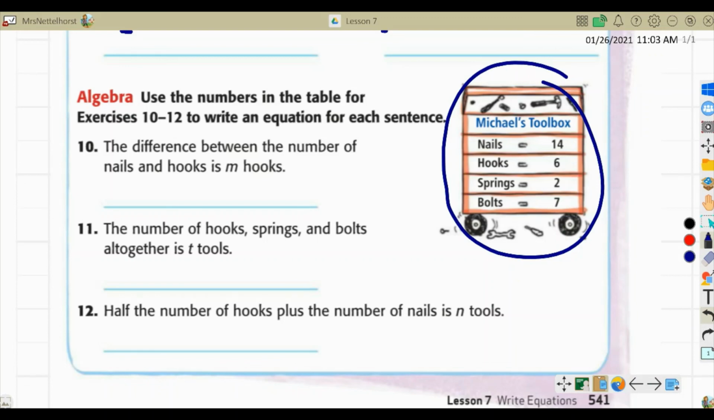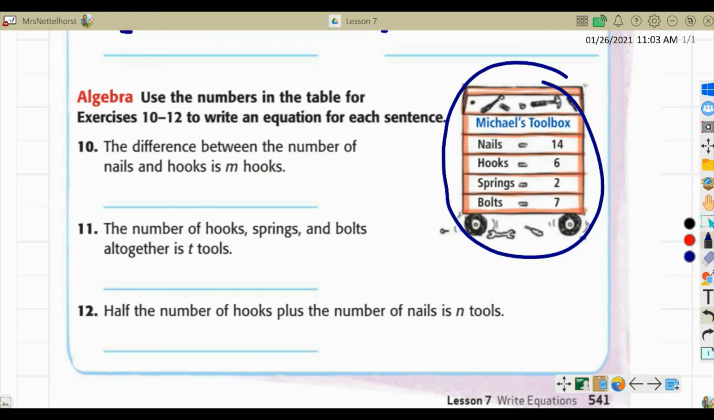You're just writing the equation. You don't have to solve it. Okay, so you're just going to mark it up just like I did in the other ones. Number 11, the number of hooks, springs, and bolts all together is T tools. Then number 12, half the number of hooks plus the number of nails is N tools.